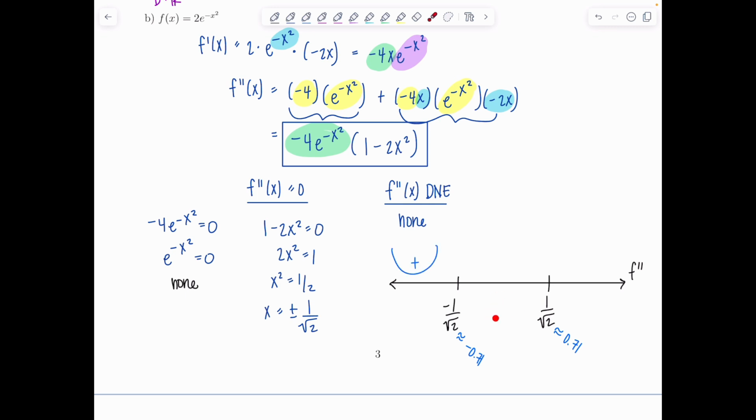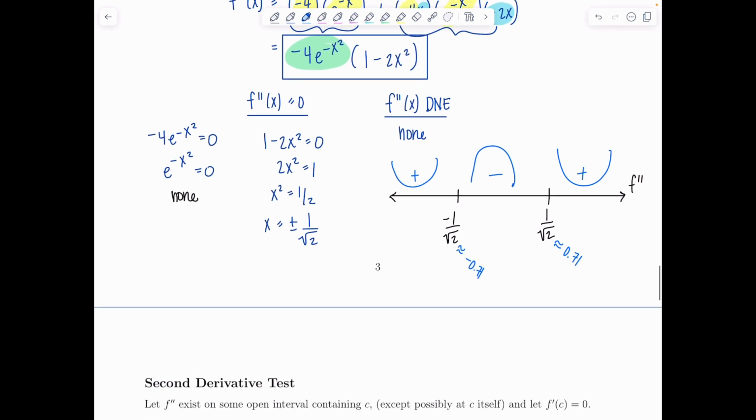If I plug in 0, remember this is always negative. 1 minus 0, positive. Negative times a positive, that's negative. And then something bigger, like positive 1. This will be negative, this is negative, so the second derivative is positive. Concave up. Ooh, so much is happening.